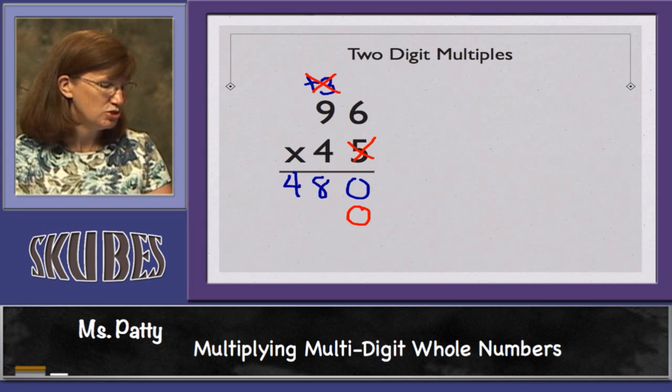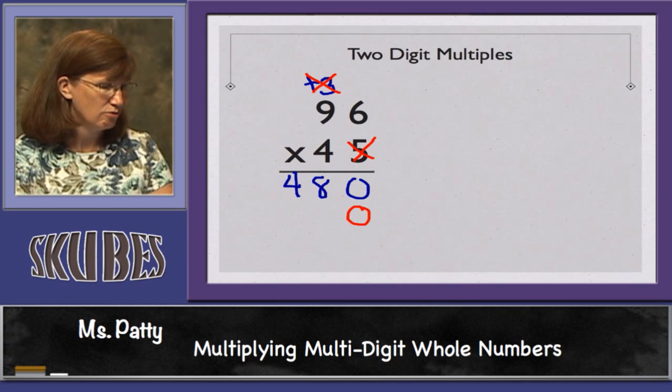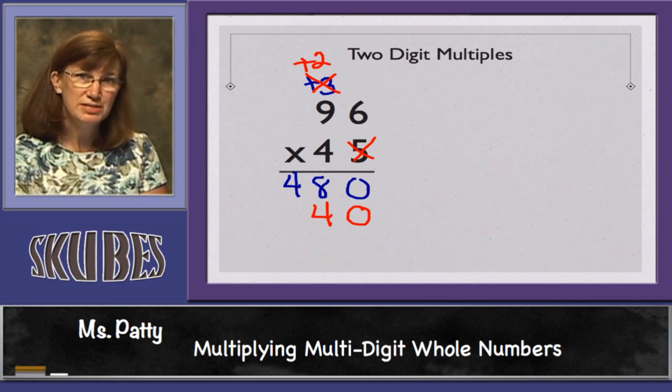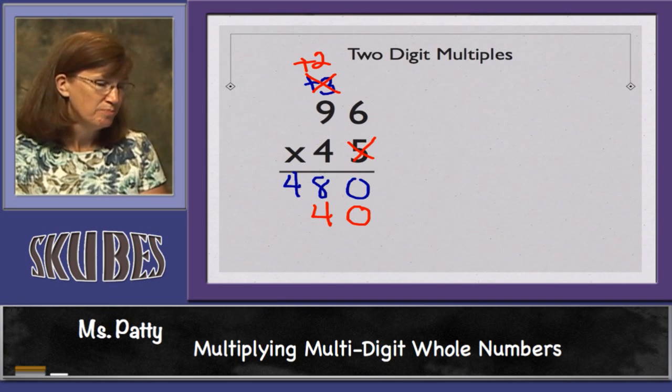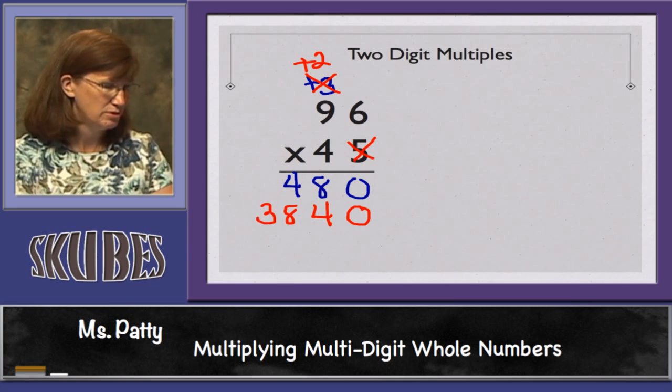4 times 6 is 24. Because we're in the tens house, we're going to write our 4 in the tens house, and we're going to carry our plus 2 back up in the hundreds house. Now we say 4 times 9. That's 36, plus 2 is 38. Write your 8 in the hundreds house and your 3 in the thousands house.